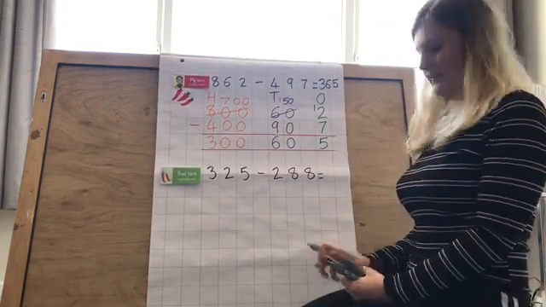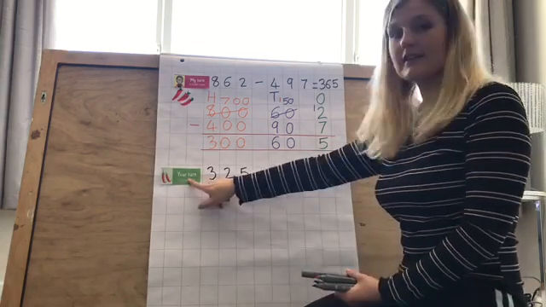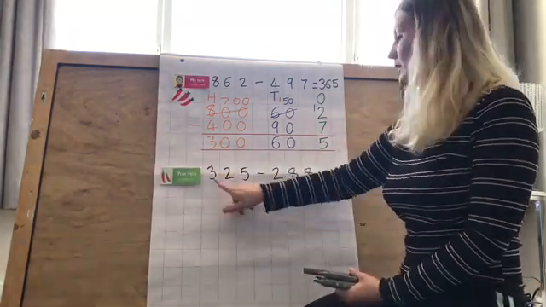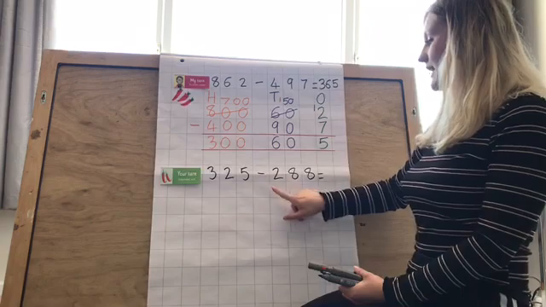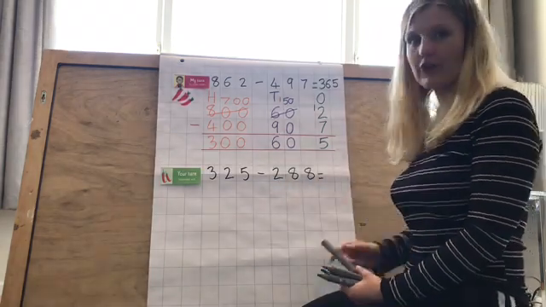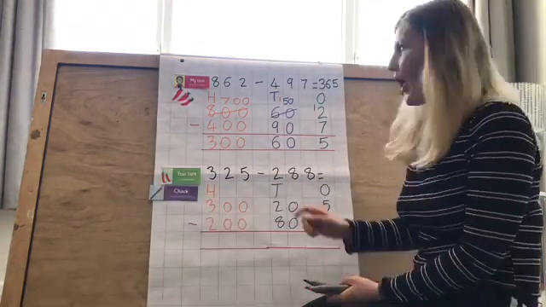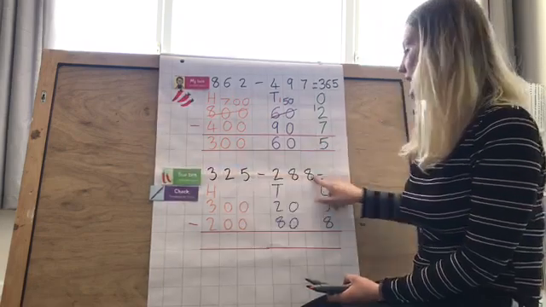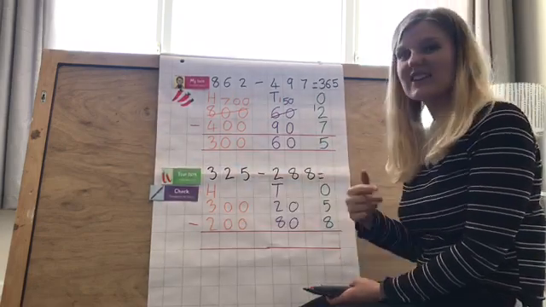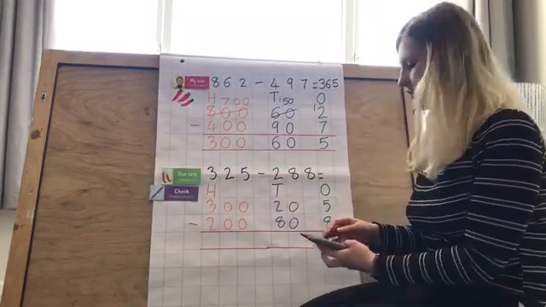That's my answer. Now, see if you can pause the video and have a go at your question. 325 take away 288. Off you go. Welcome back. I hope you've had a go at this one here on the Chilli 3 challenge. Let's check it together to see how you got on.